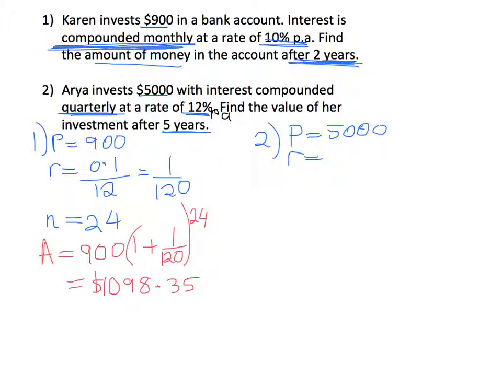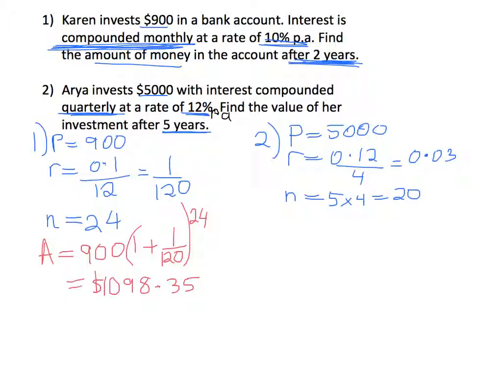There are 4 quarters in a year, so we need to change this to 1 quarter by dividing by 4. So 0.12 divided by 4 is 0.03, or 3%. 12% divided by 4. You can think of it in percentages if it's easier than decimals. And n is the number of quarters. In 1 year there are 4 quarters, so in 5 years there's 5 times 4, or 20 quarters.